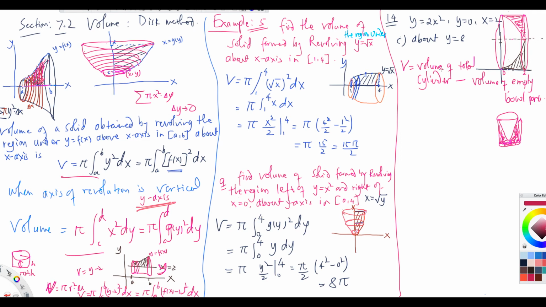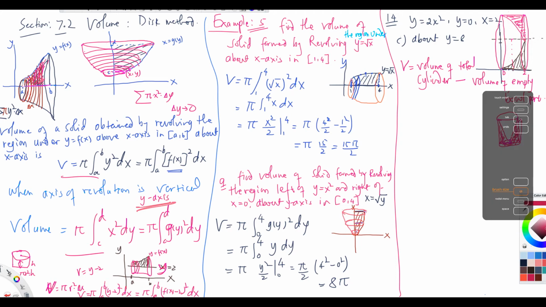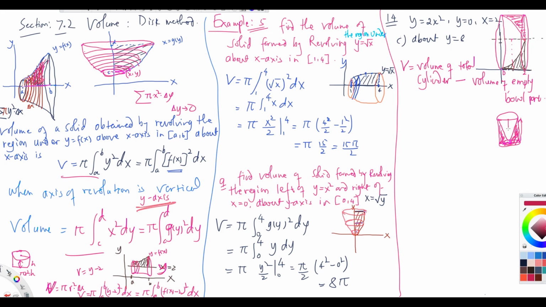So the volume of the cylinder here is pi r square h, but r is basically the 8 here. The radius of that cylinder is 8, minus the volume of the empty part. What is the volume of the empty part? You see that? To find the volume of this empty part, the radius is changing here. At this point, the radius is 8, but at this point, the radius is different, right?